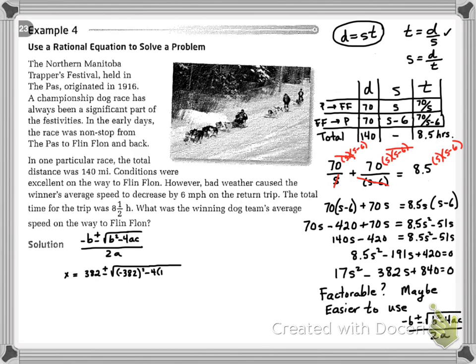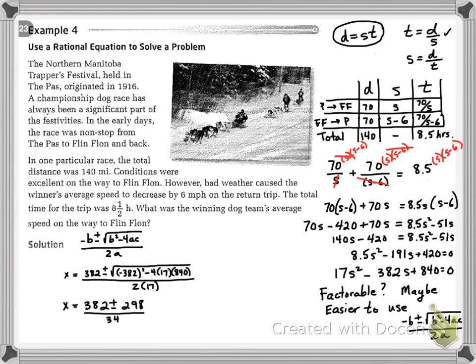Negative b plus or minus the square root of b squared minus 4ac, divided by 2a, is simply going to be negative of b, which is the negative of negative 382. So I get positive 382 plus or minus the square root of negative 382 squared minus 4 times 17 times 840, all divided by 2 times 17. If we clean up what's underneath the square root sign first, we're going to end up with 382 plus or minus 298 over 34. Aren't we lucky? It all cleaned up very nicely.